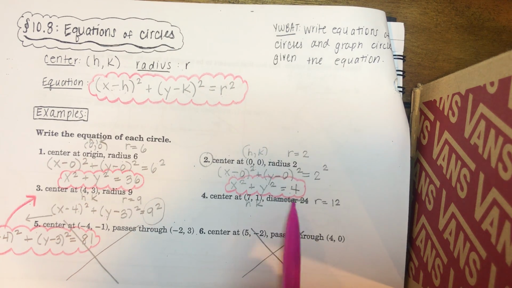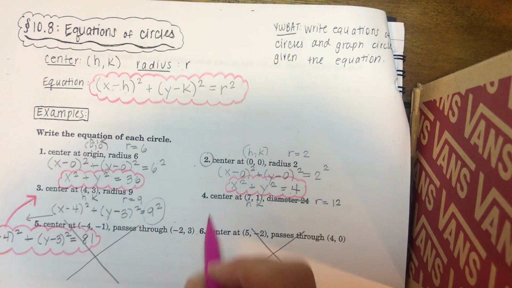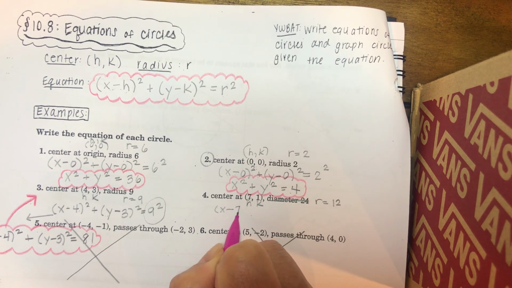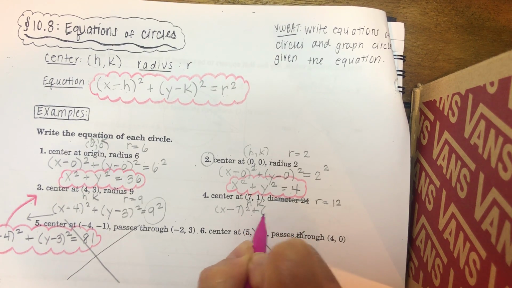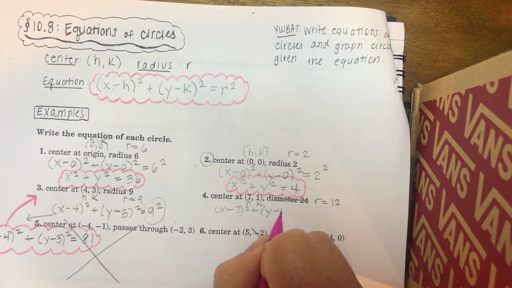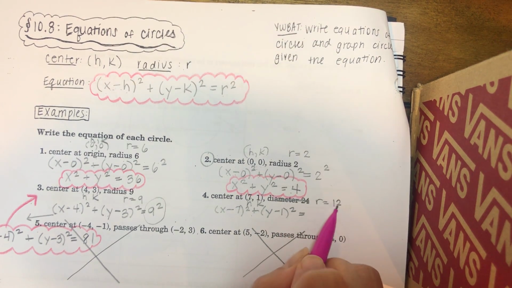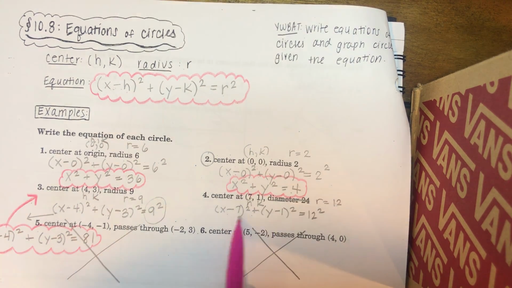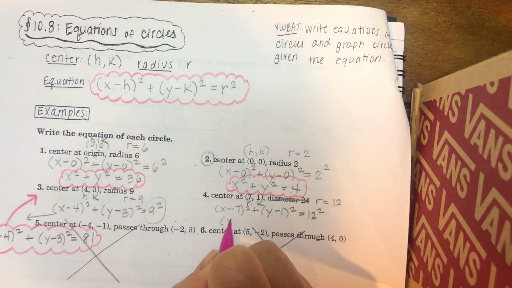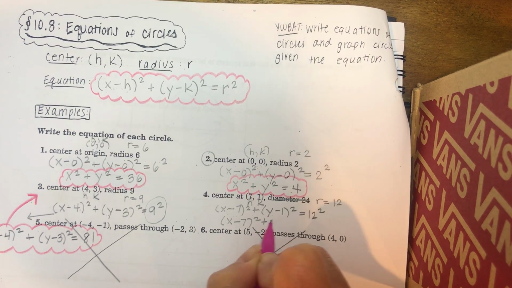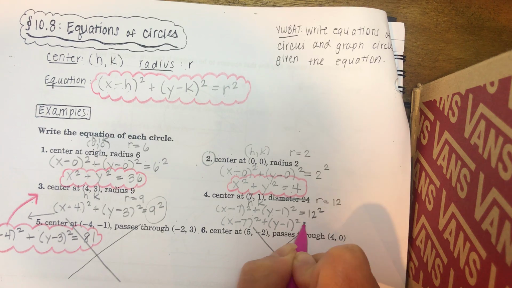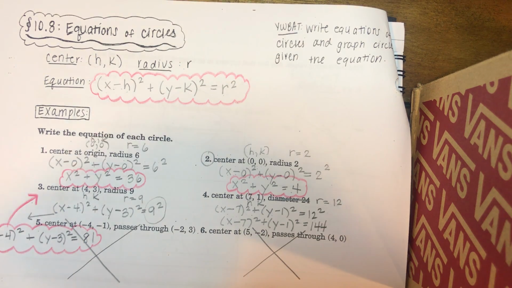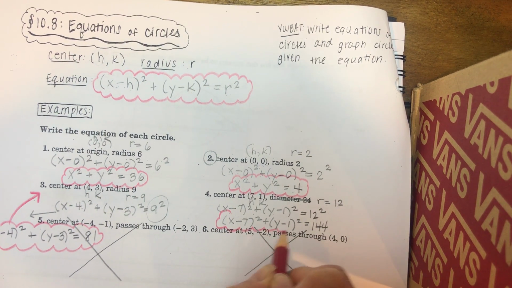So we don't want to use this number when we plug in. We want to use the 12. So let's plug into our formula. x minus h, which is 7, squared, plus y minus 1 squared equals my radius squared, 12 squared. Now, I can't simplify either of these any further, so we're going to keep it the same. x minus 7 squared plus y minus 1 squared equals 12 squared, which is really 144. So that is the equation of our circle.